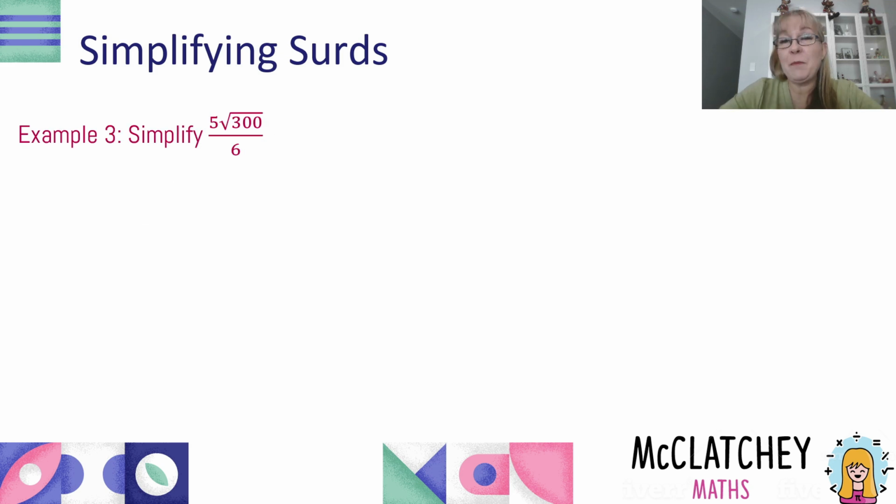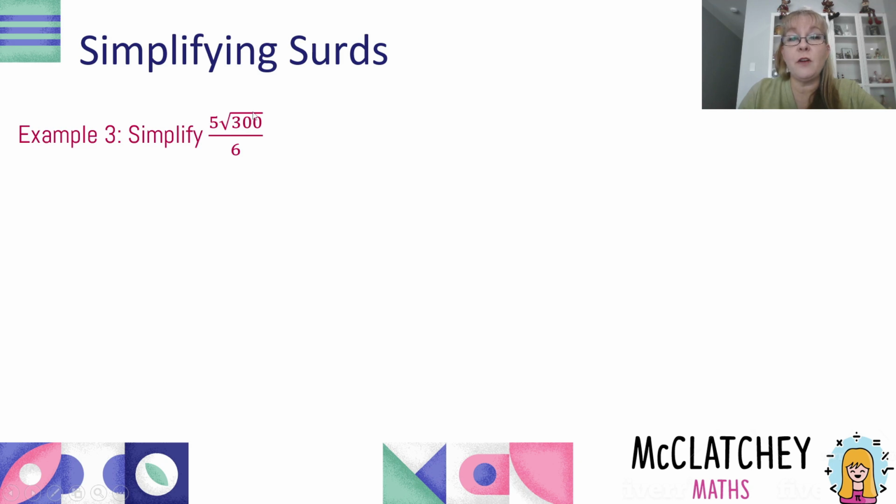Okay, we're on to example 3 now. We're stepping up that complexity a little bit more. We've now got a fraction: 5 root 300 all over 6. So if I had an even number up here, I could simplify the fraction on the outside first if I wanted to. We'll save that to the end. So that's a step I could definitely do.